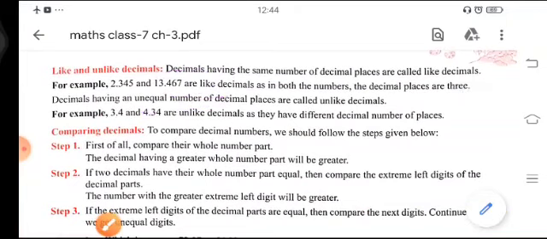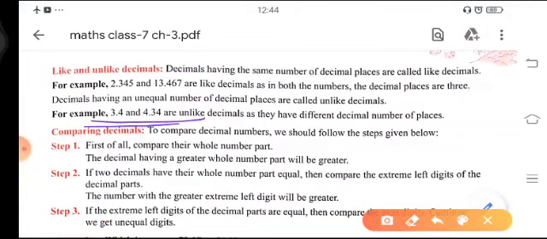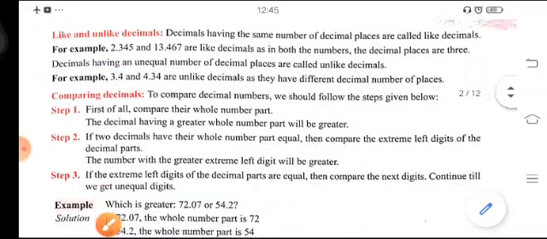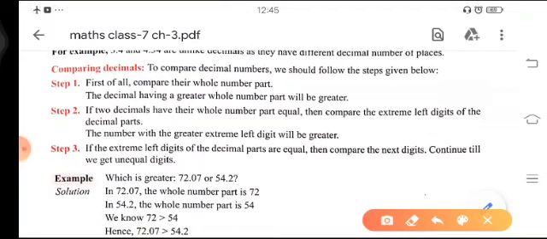Here an example is given. We have two numbers, 3.4 and 4.34. In the first number there is only 1 decimal place, while in the second number there are 2 decimal places. So they are unequal in number, so they are called unlike decimals. Now our next topic is comparing decimals. How will you compare decimal numbers to find which is greater or smaller?